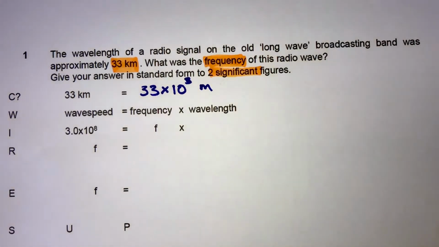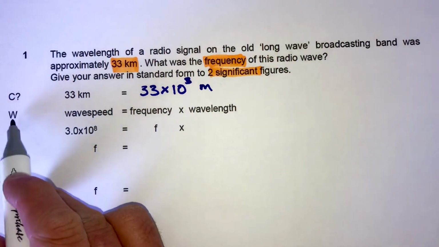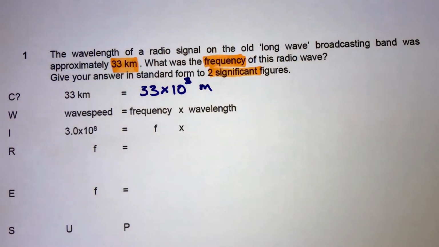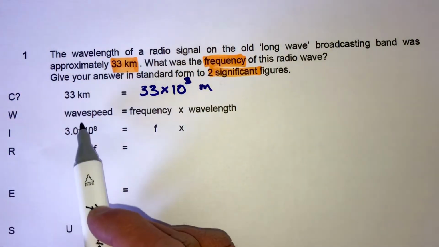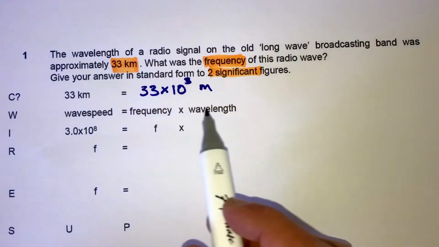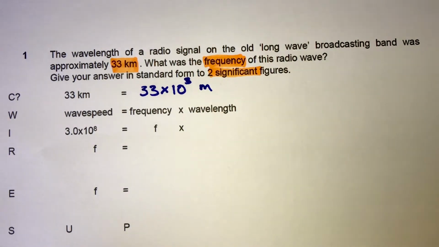I then need to write out the equation for W. That's already been done for you. Wave speed equals frequency times wavelength. And I then need to plug my numbers in.